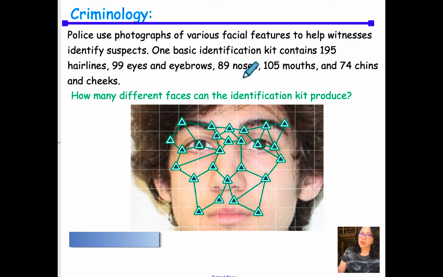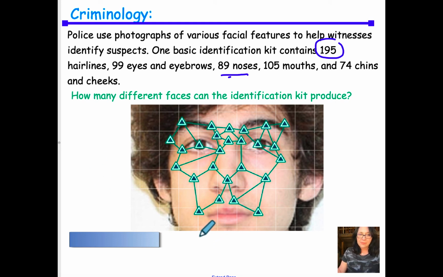Police use photographs of various facial features to help witnesses identify suspects. One basic identification kit contains 195 hairlines, 99 eyes and eyebrows, so those are together, 89 noses, 105 mouths, and 74 chins and cheeks. So thinking about all the different faces and identifications that our kit can produce, how many different people, you just multiply all of those out.